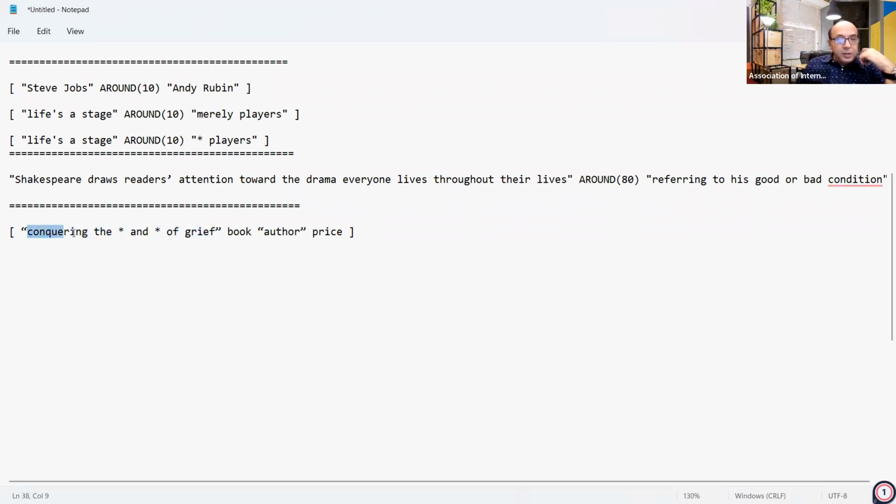So if in the statement here, conquering the, you don't remember the word, you're just going to put an asterisk. But most importantly, remember that if we have something within quotation, what was the action of search? The search action was to take everything literally as it is placed, including the symbols, right?